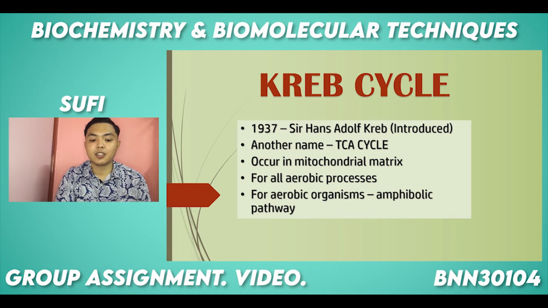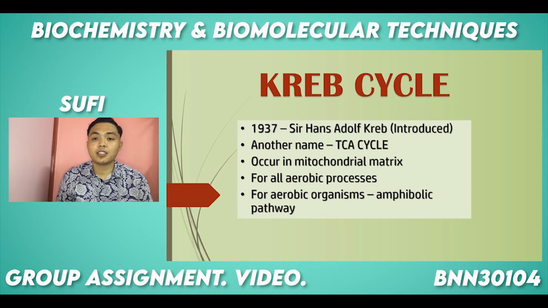This cycle is a series of enzyme-catalyzed reactions that oxidize acetyl-CoA in the inner compartment of mitochondria called the mitochondrial matrix. Next, the Krebs cycle is the primary metabolic pathway for all the aerobic processes in animal tissue, by which carbohydrates, fats, and amino acids are oxidized to form carbon dioxide and water. In the Krebs cycle for aerobic organisms, it is an amphibolic pathway, one that participates in both the catabolic and anabolic processes.